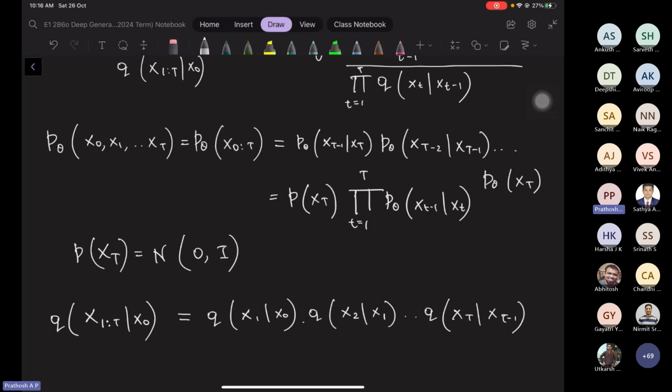Why is this the case? Because x1, x2 are not independent. This is the Markov process. Exactly. This is the first order Markov process.